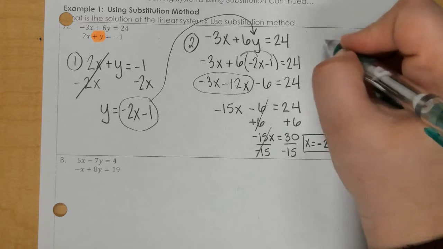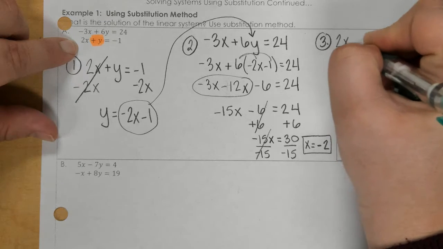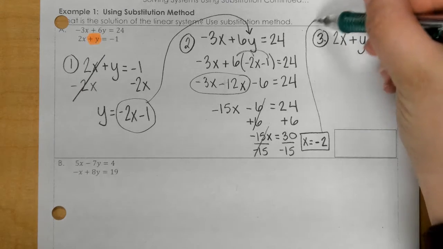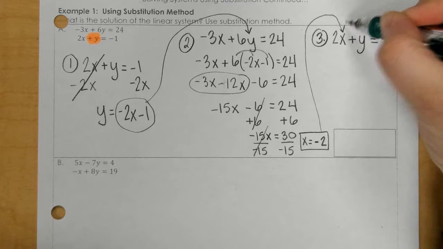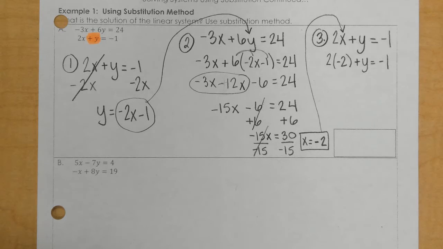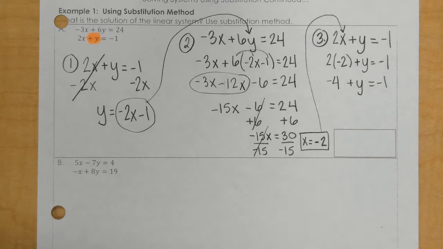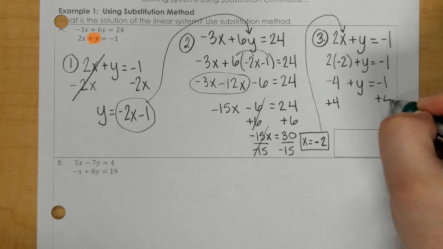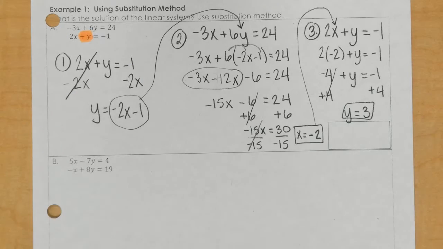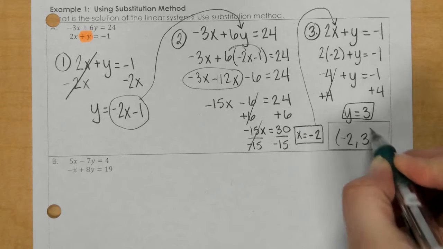Okay, so step 3 says go back and use the first equation. So I'm going to go back and use the first equation, 2x plus y equals negative 1. I'm plugging the negative 2 into x. So 2 times negative 2 plus y equals negative 1. If I simplify that, we get negative 4 plus y equals negative 1. And to get y by itself, we're going to add 4. So y equals 3. And as we know, an ordered pair has to be written as x and y. So we have negative 2, 3.